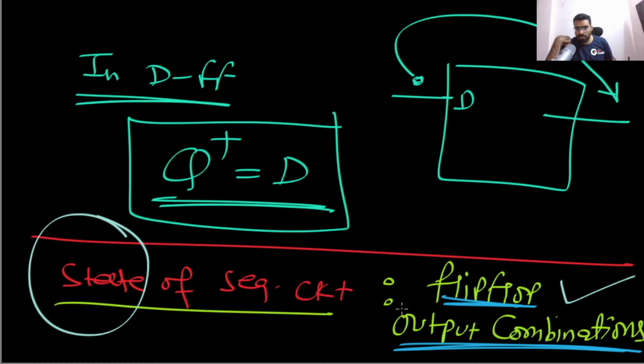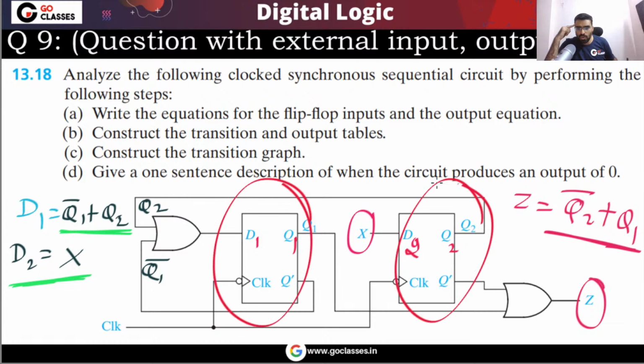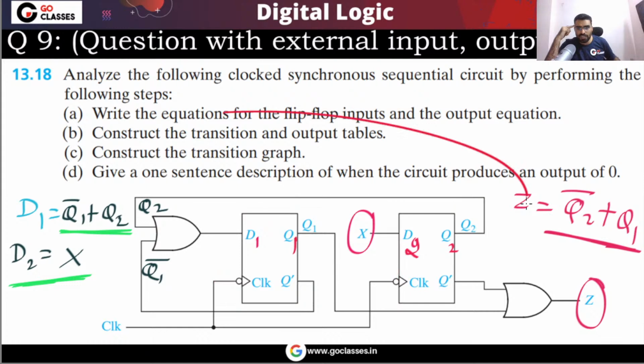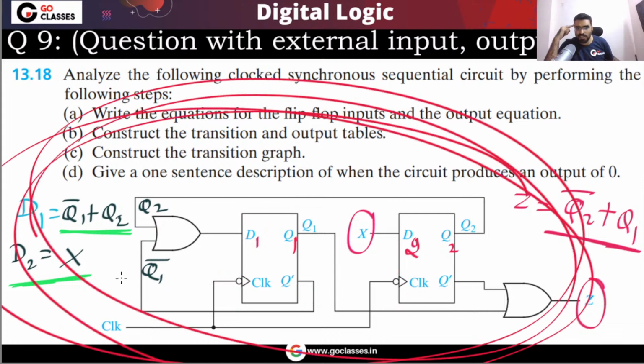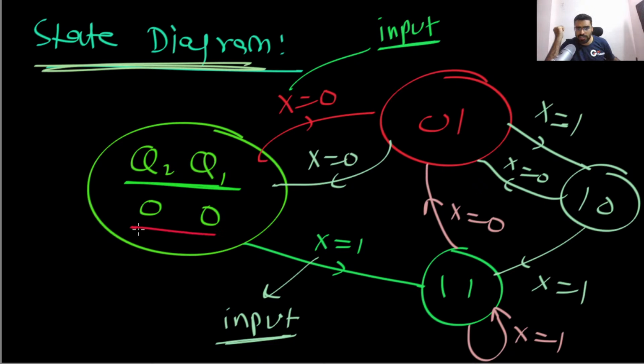You have only two flip-flops. Remember, please understand, very simple point. So every state will have 2 bits, because the state of this circuit is the flip-flop output combination. So you can notice your states are these: 0 0, 0 1, 1 0, 1 1. Now you can notice what is happening.